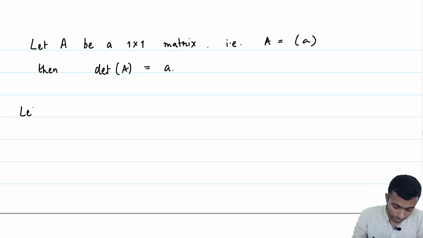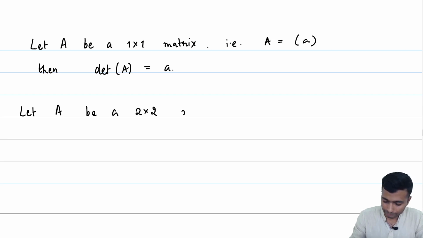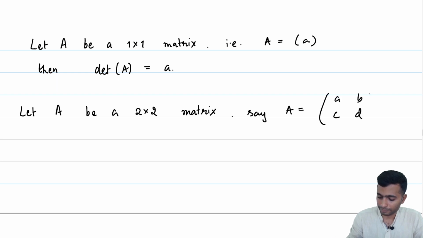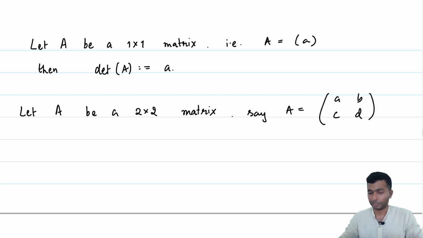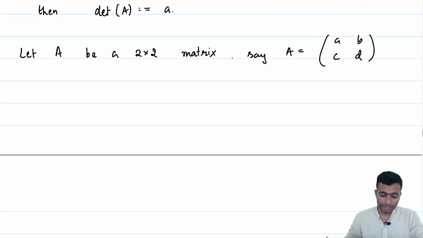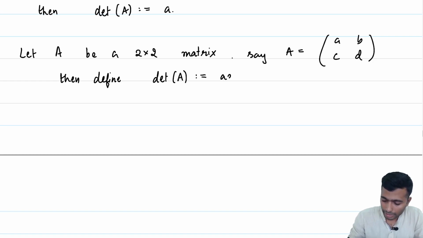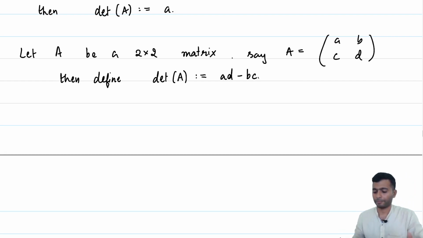Now, let A be a 2 cross 2 matrix. Let us say A is something like A, B, C, D. So, this is the definition. So, if A is a matrix of this type, then define determinant of A to be equal to AD minus BC.